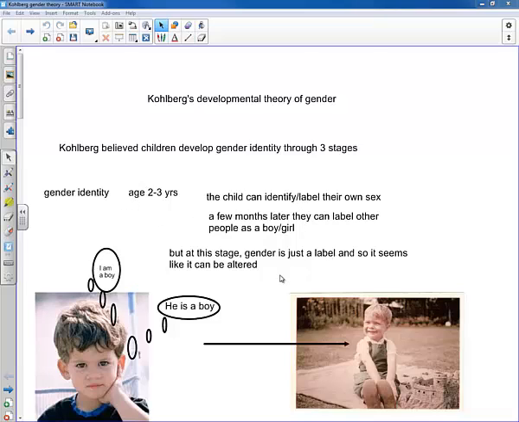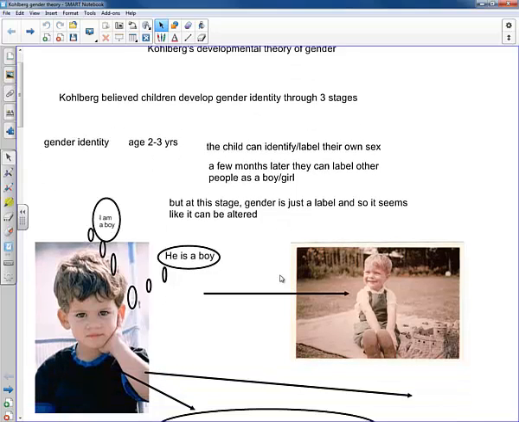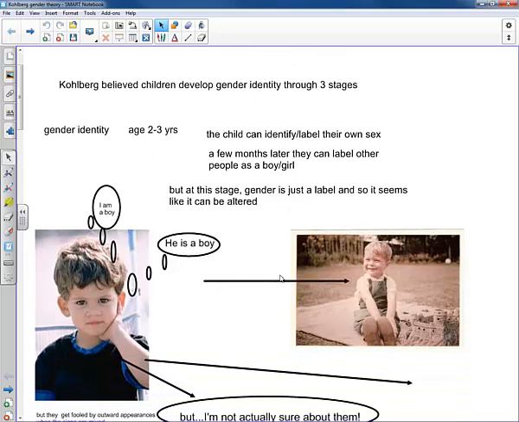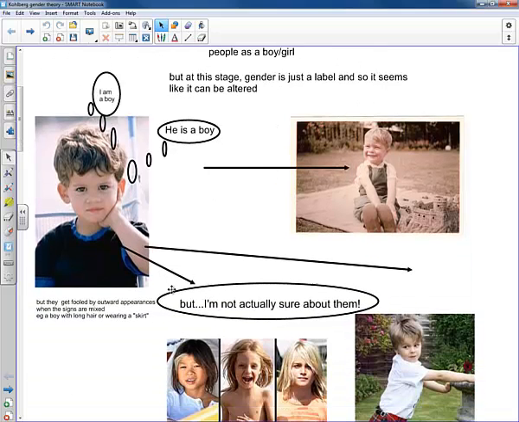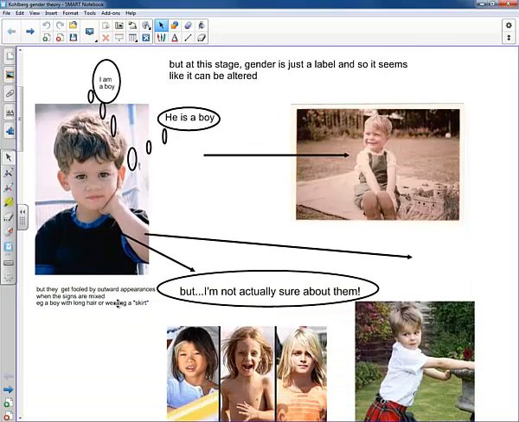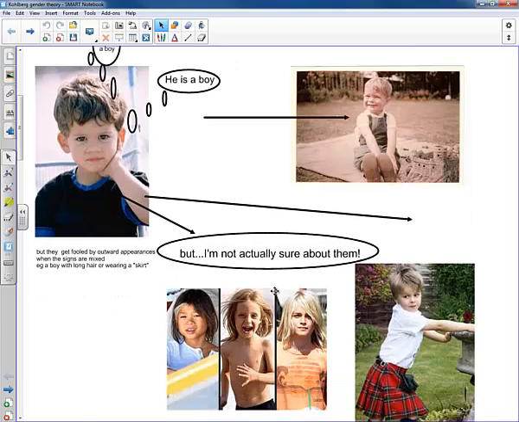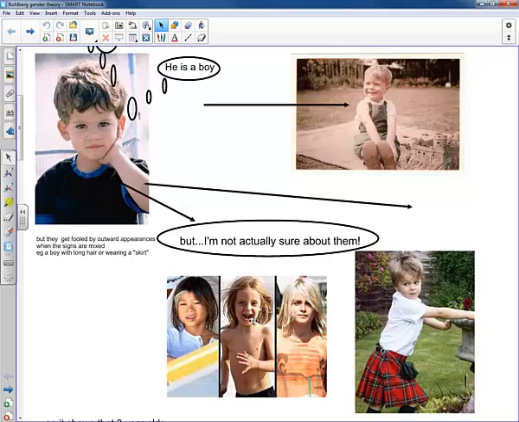But at this stage, gender is just a label. So as far as they're concerned, that can be altered. So I'm a boy, he's a boy, okay? But they get very fooled by outward appearances. So it's really confusing for them. If they see another boy with long hair, they would get confused by that, or a boy in a skirt, and think possibly that means they must be a girl, because it's just a label for them, right?